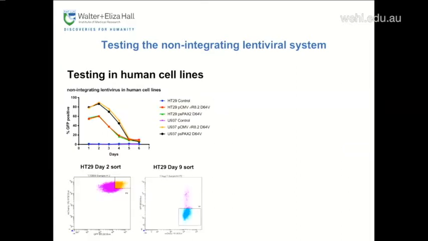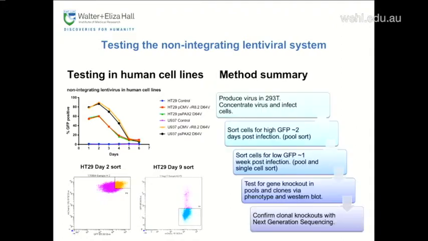So you can see with the HT29 here that at day 2, when it was adjusted further, pretty much all of the cells have a high GFP fluorescence. Whereas after day 9, so that's the second sort out here, you can see that most of the cells have lost the virus, but there is still a population that does retain it integrated in.